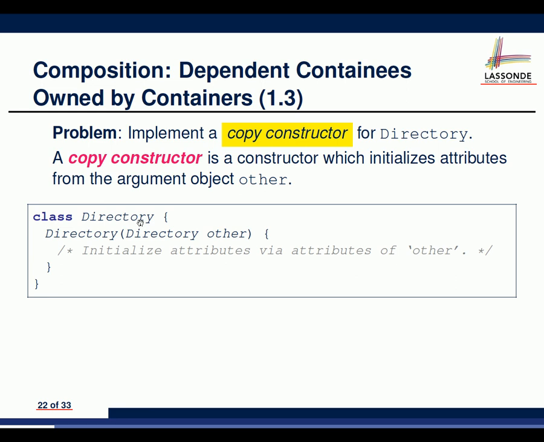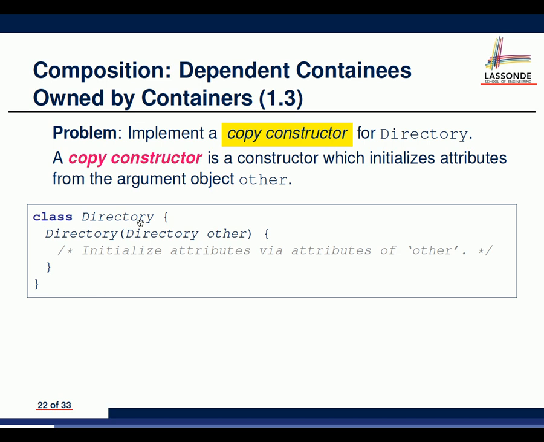So what tells you a method is a copy constructor? First of all, it must be a constructor. And second, it takes a single parameter which has the same type as the current class. So these are the two criteria. But what is the copy constructor meant to do?